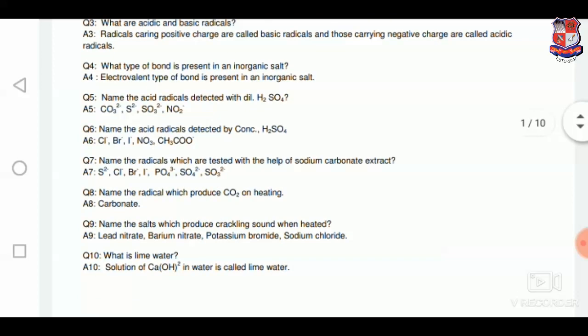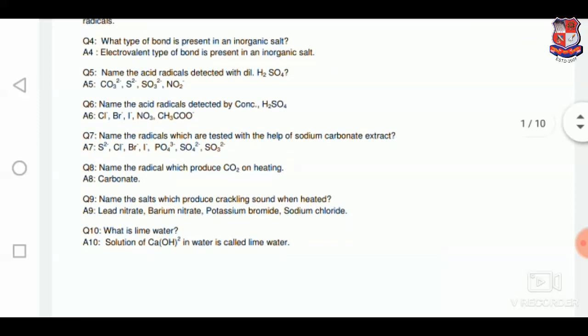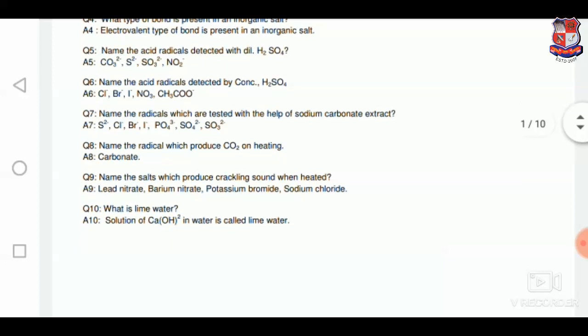Name the acid radicals detected with dilute H2SO4. The answer will be CO3 2-, S 2-, SO3 2-, and NO2 -. Name the acid radicals detected by concentrated H2SO4. These are the radicals: chloride, bromide, iodide, nitrate, CH3COO -.